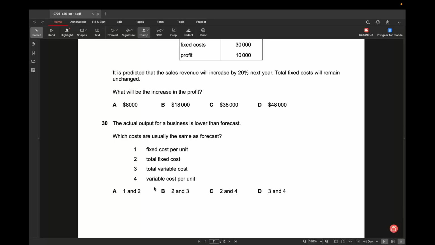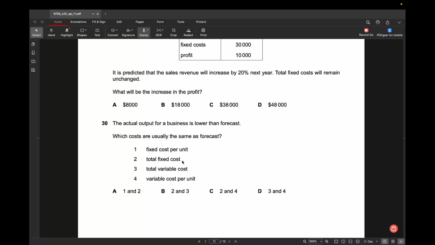Okay, last question. The actual output of a business is lower than forecast. Which costs are usually the same as forecast? If your actual output decreased compared to the forecast, let's say we are planning to produce 100 units, but we made only 50 or 70 units, which cost will remain the same here? One is fixed cost per unit. Fixed cost per unit will not remain the same, it will change when the output changes.